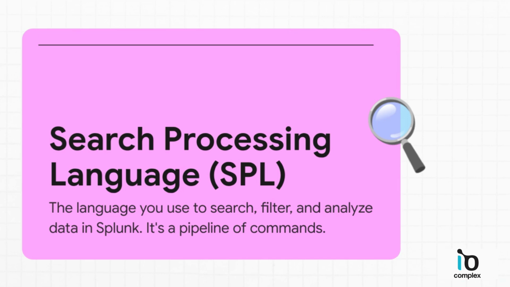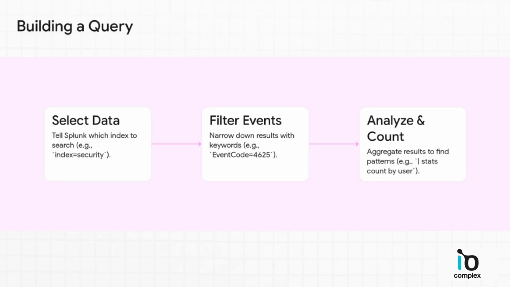You start with a huge pile of raw data on the left, and then you use that little pipe symbol to send it down the line, from one command to the next, filtering and shaping it at every step. Now, building a query sounds complicated, but I promise it's really just a simple, logical process. Seriously. First, you just tell Splunk where to look, like in your security data.